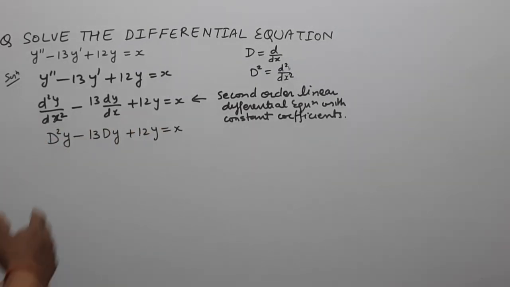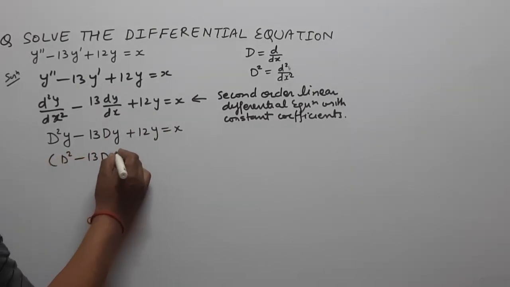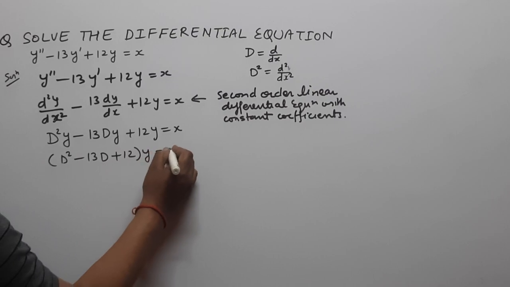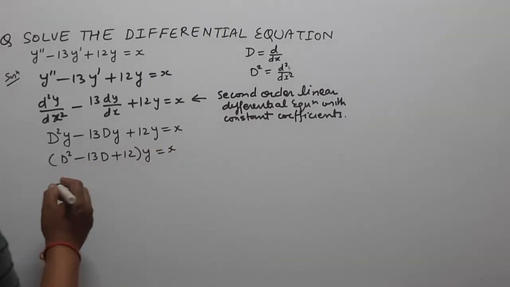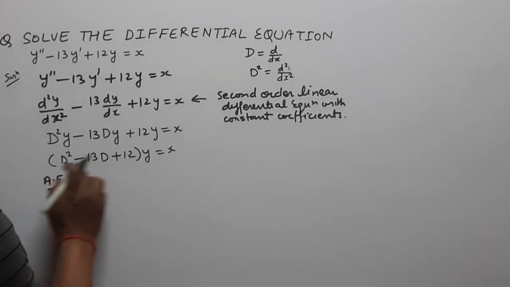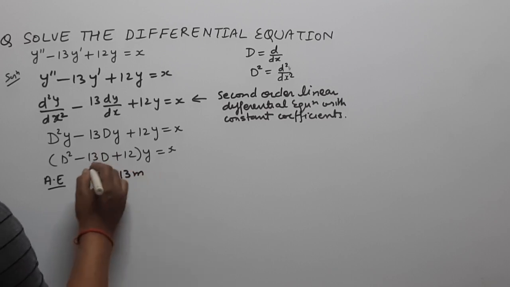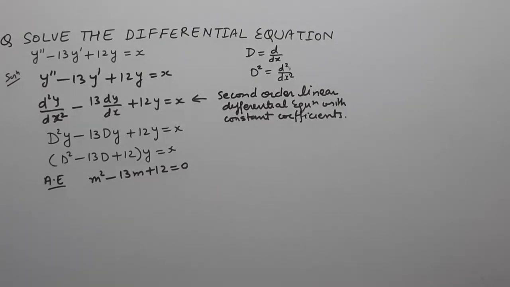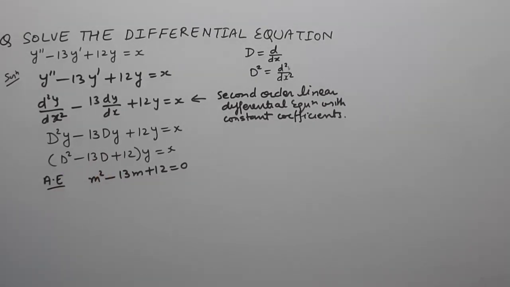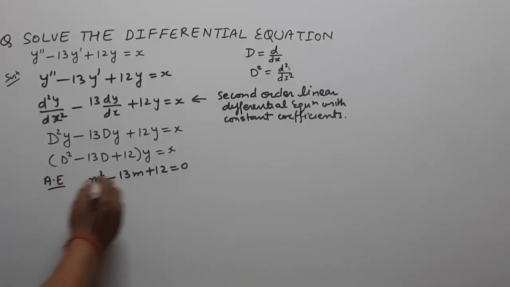Now taking y common, we get d2 minus 13d plus 12 times y is equal to x. Now we find the auxiliary equation, and for the auxiliary equation we replace capital D by small m. So we get the auxiliary equation m square minus 13m plus 12 is equal to 0. This is a quadratic equation in m. So we find the factors of this quadratic equation.